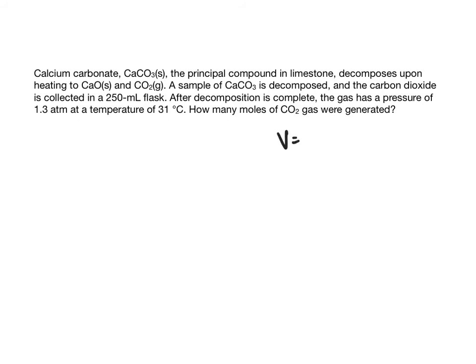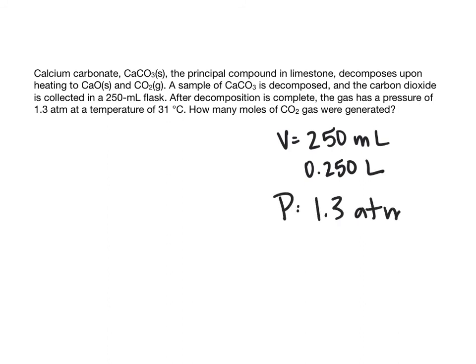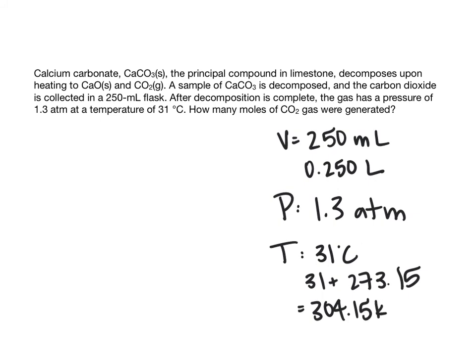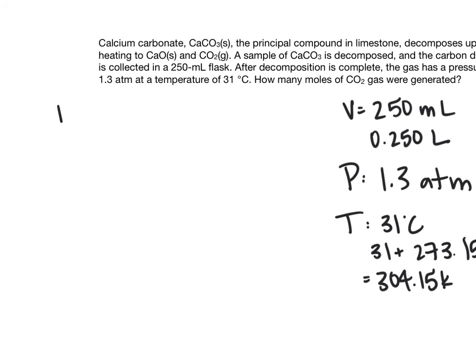So the volume is 250 milliliters, which is going to be 0.250 liters. The pressure in this case is 1.3 atmospheres. The temperature is 31 degrees Celsius. So 31 plus 273.15 equals 304.15 Kelvin. So we are going to again use this equation, PV equals nRT. We're going to solve for n, which is PV over RT.